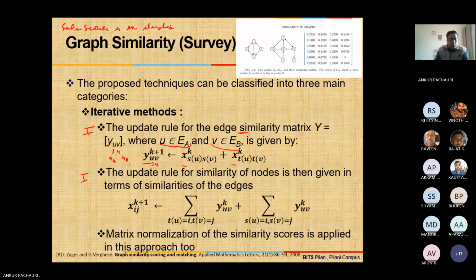Now, node 3. Sorry. These U's and V's are the edges.